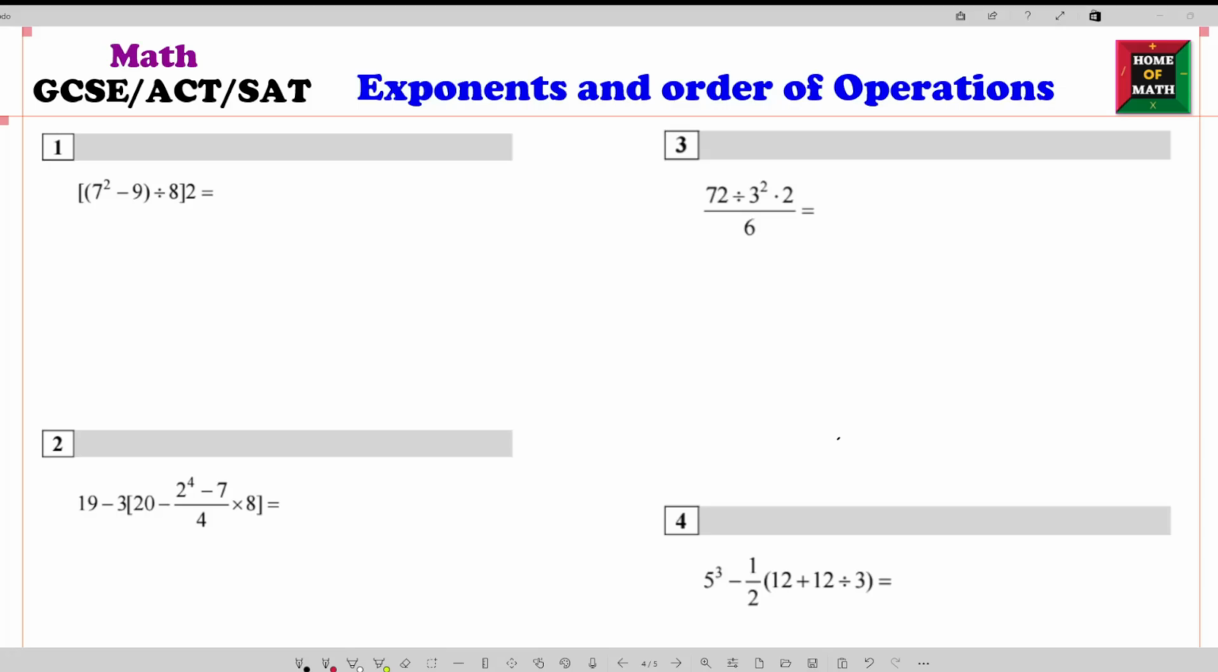Welcome. Today we are solving problems on exponents and the order of operations. Let's break them down step by step.